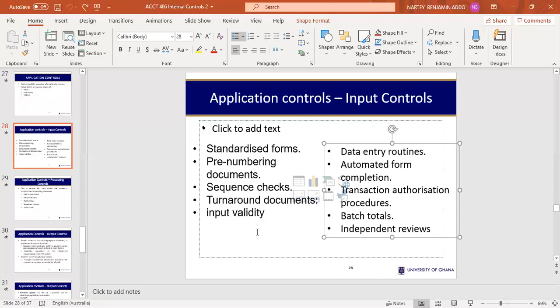Now, when you compare application controls to general controls, the general controls are not application specific, but they apply to all systems. Take note that for general controls, we can also have other terminologies like general computer controls or information technology controls, etc. They include controls over IT governance, IT infrastructure, security, and access to operating systems and so on. Okay, so application controls are more specific to some applications in the accounting information system.